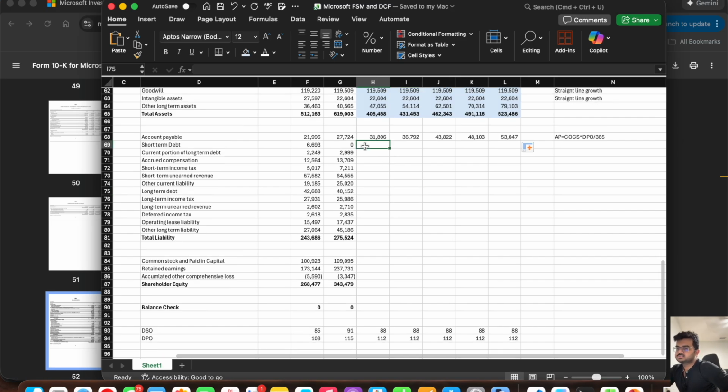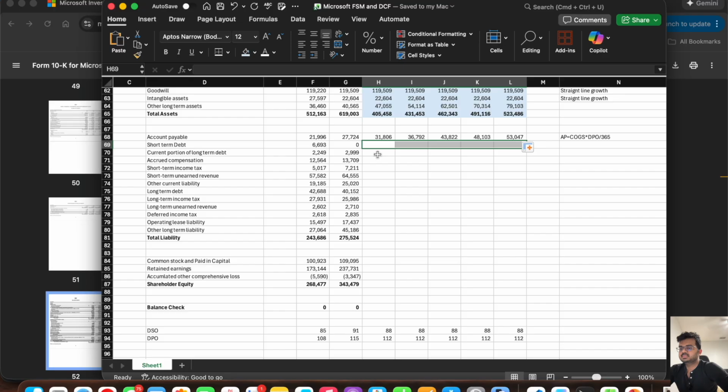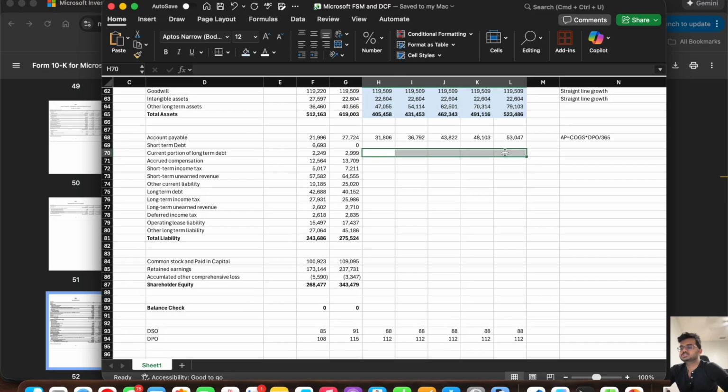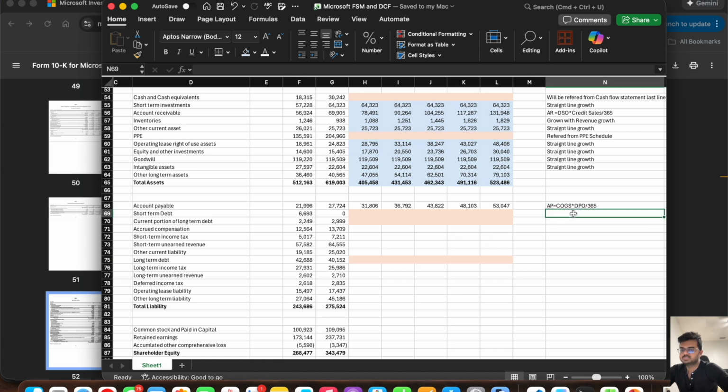And then the next two items, which are short term debt and current portion of long term debt. Also, if I jump in a line here, we also have long term debt. All these three debt items need some special attention, which I think makes more sense to look at when we go to the cash flow statement in the next part of the video. So for now, I am not going to update anything. I'm going to color code these three items and put a note, refer from debt schedule. This is the same here.